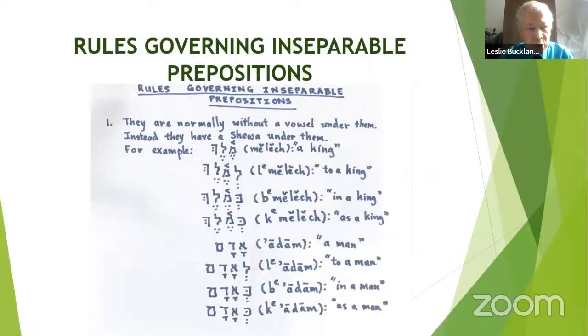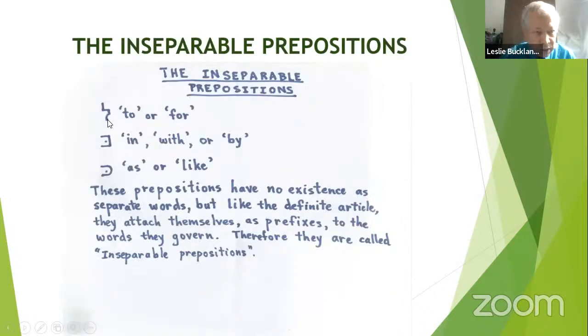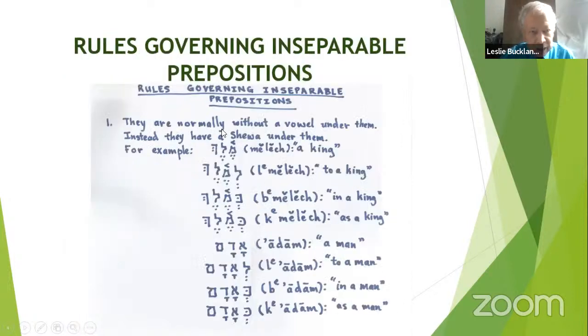Now, here are some rules governing the use of inseparable prepositions. Number one, they are normally without a vowel under them. That's what I noticed first. Notice that there is no vowel under them. So that's how they are normally. Instead, they have a schwa, and I would say a simple schwa under them.